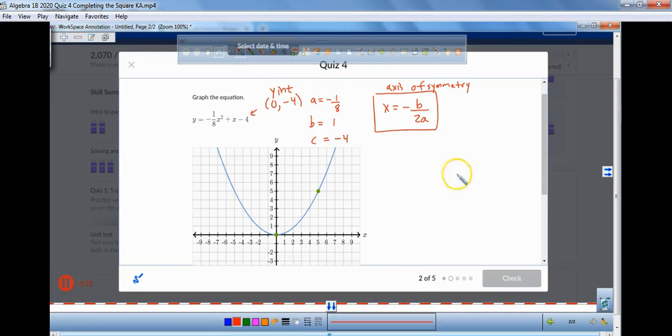There we go. So there's my y-intercept, 0, negative 4. I've identified my a value, my b value, and my c value, which allows me to plug in a negative 1 in parentheses, and then 2 times my a value, which is negative 1 over 8. Those negatives cancel each other out, so I'm left with 1 over 2 times 1/8, which is 1/4. And then if you multiply both sides by the reciprocal, which is 4 over 1, you get x equals 4.